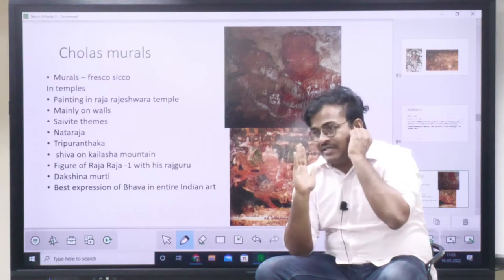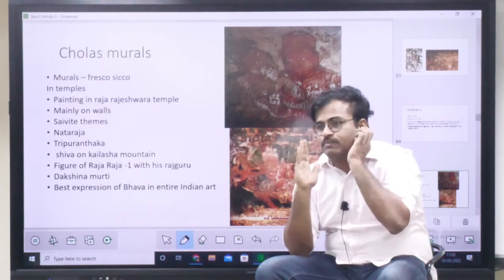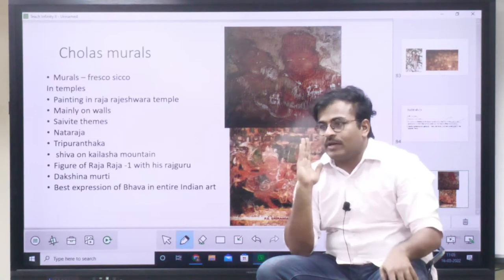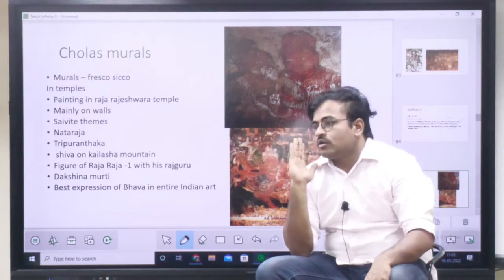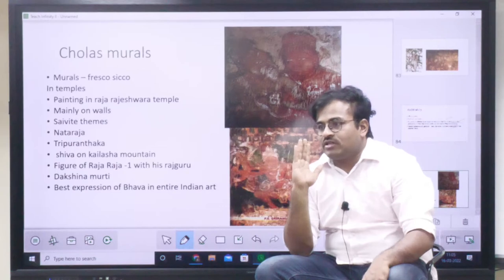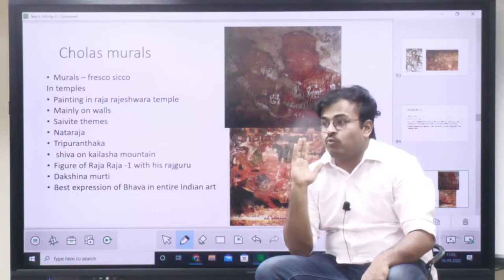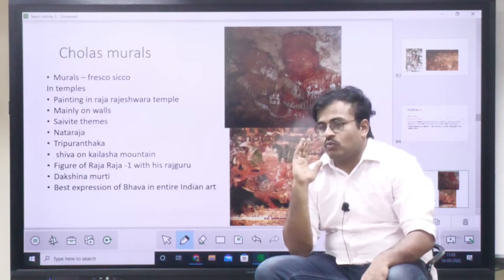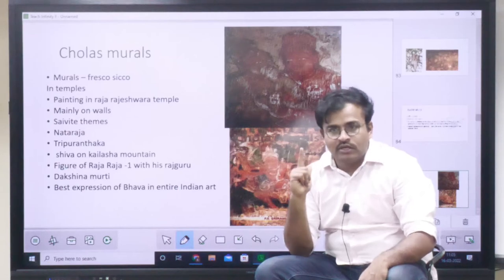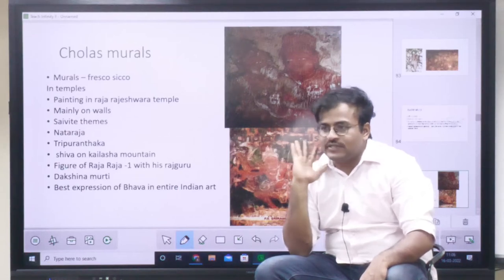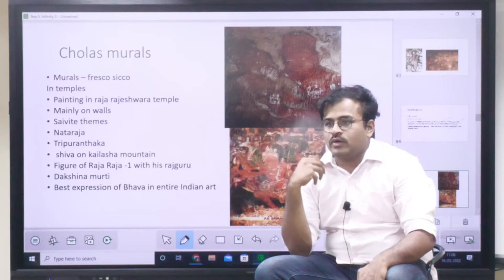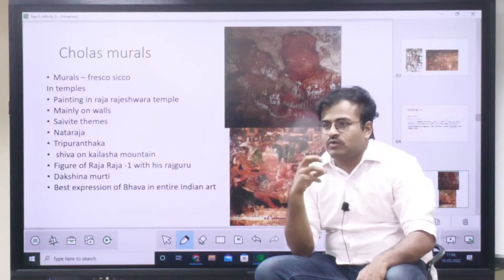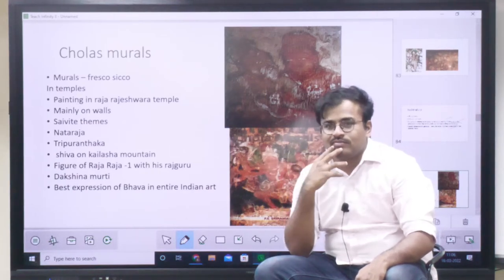Of these Cholan paintings, the most prominent painting is of Tripurantaka Shiva. Tripurantaka Shiva is the chief deity of the Cholas. Tripurantaka means the Shiva format which is shown as a warrior format. So warrior Shiva is known as Tripurantaka. Tripurantaka means he is a destroyer of three cities. Because the Cholas are also an imperial people, their god should also be an imperial god.